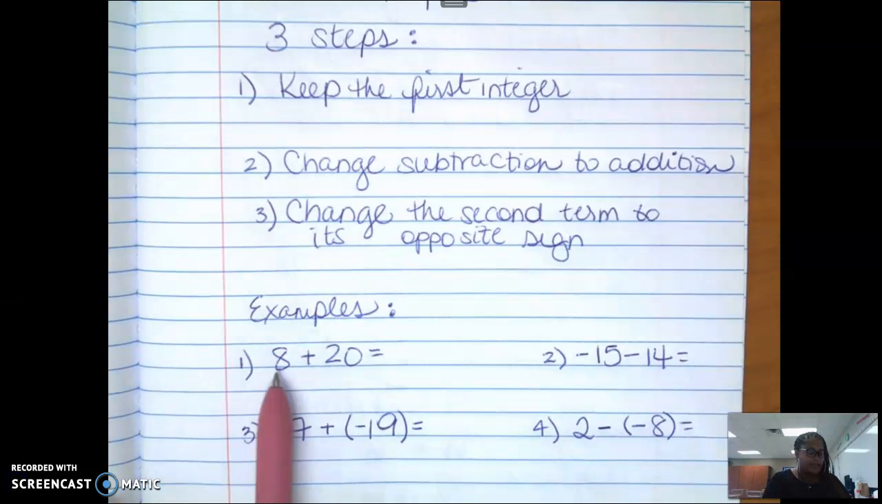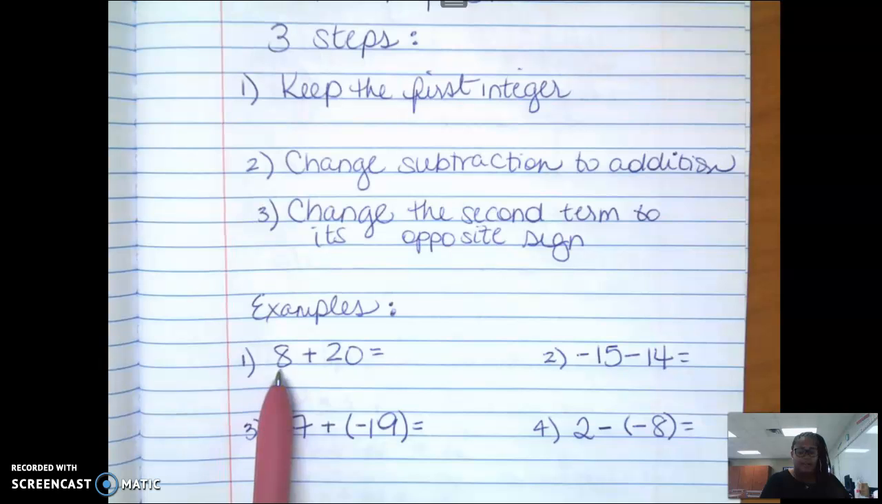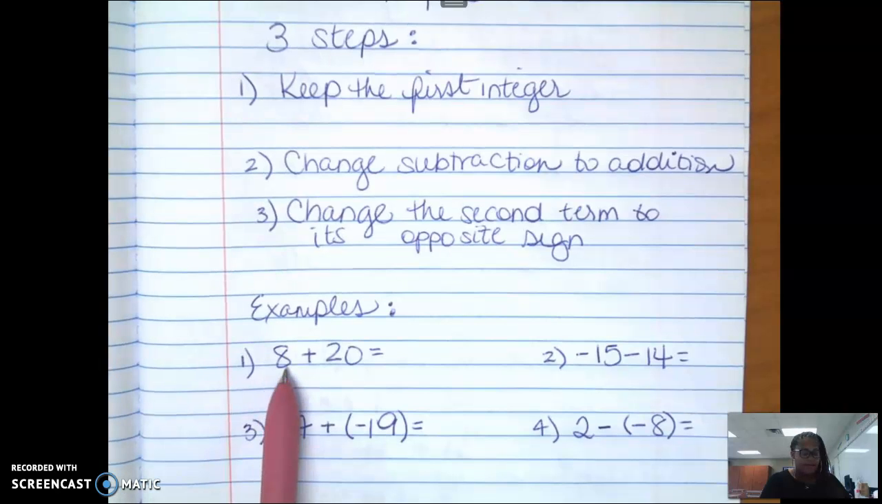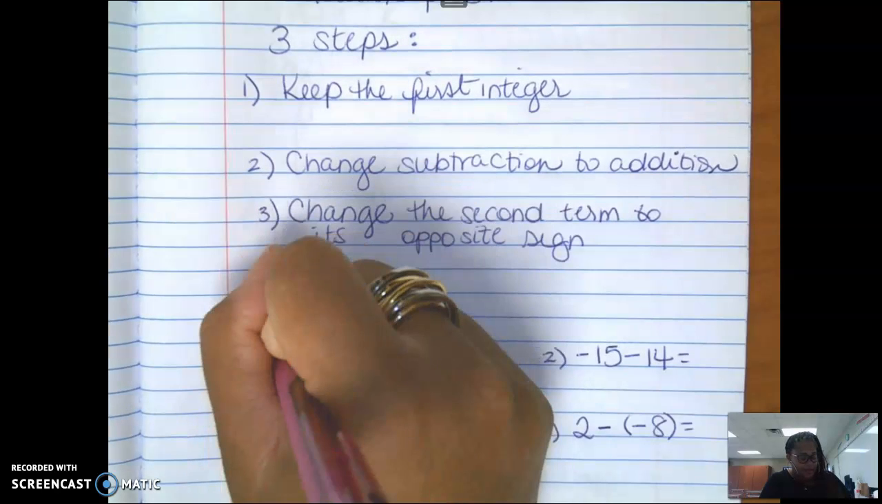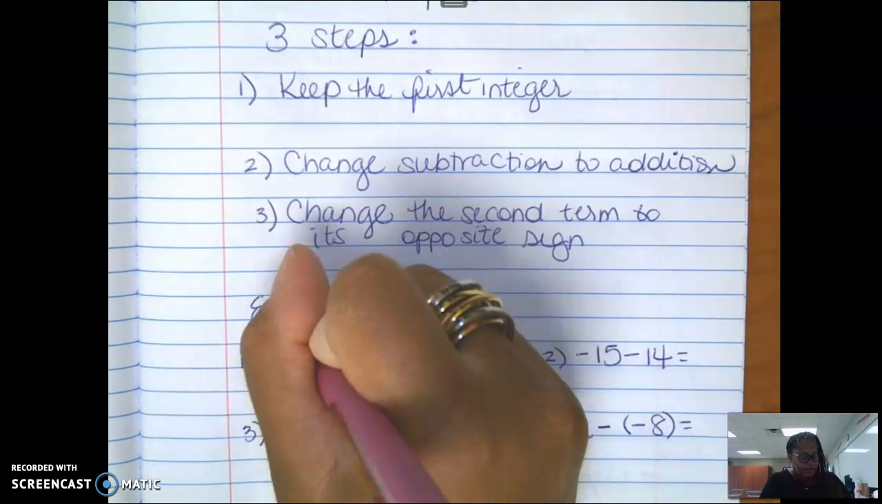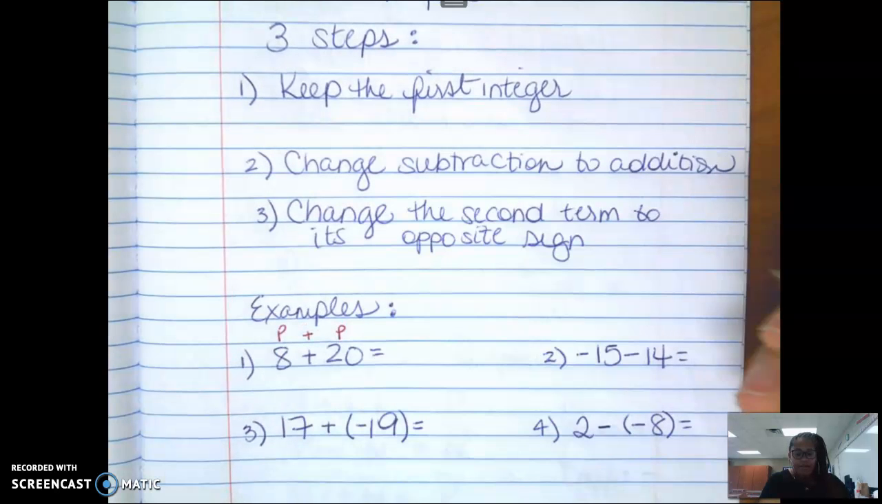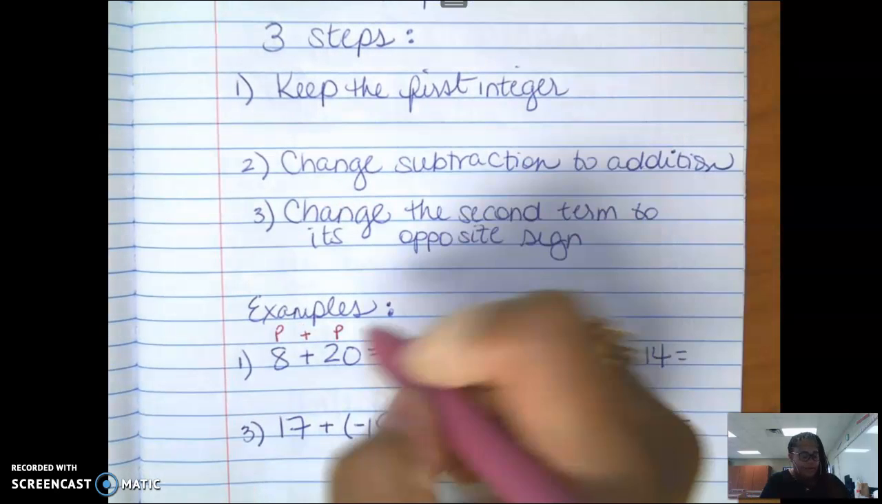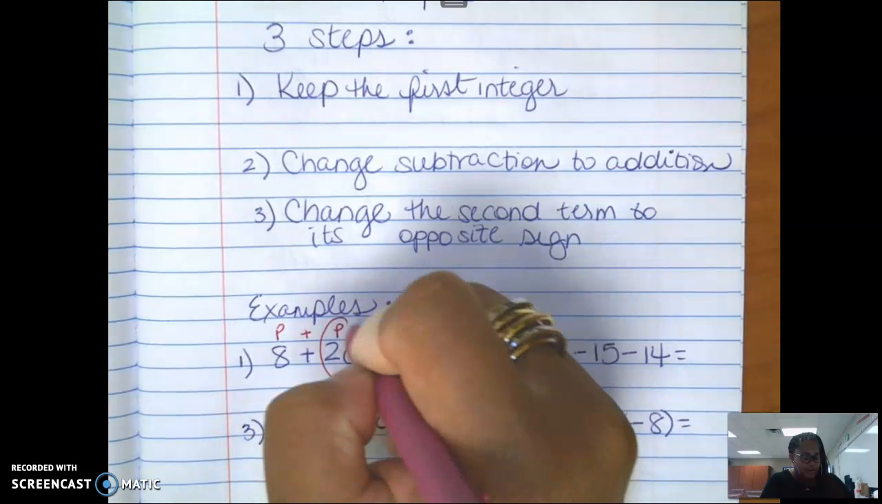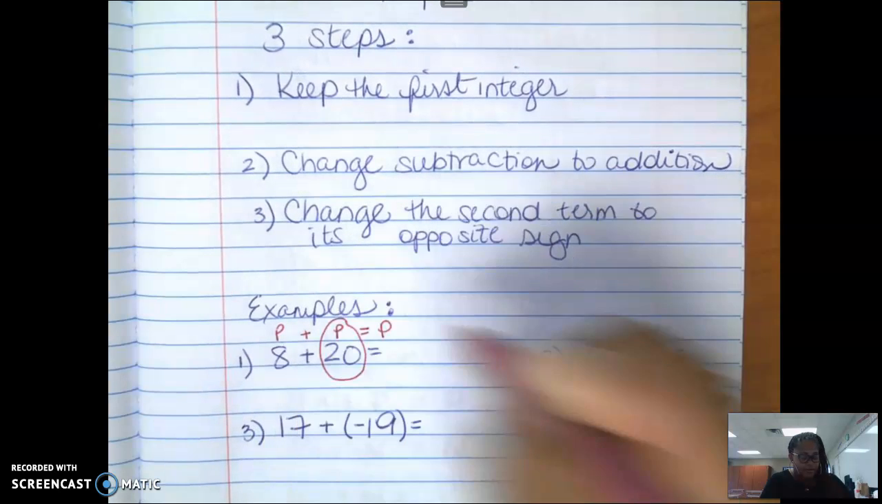So we're going to label these numbers by their sign. What does that mean? If this is an 8 and it's a positive because there's no sign in front of it, I'm going to put a P up here. And then I'm going to put plus. This is a positive as well. And then I'm going to circle the number with the greater absolute value, which is this guy right here. So my answer is going to be a positive number.